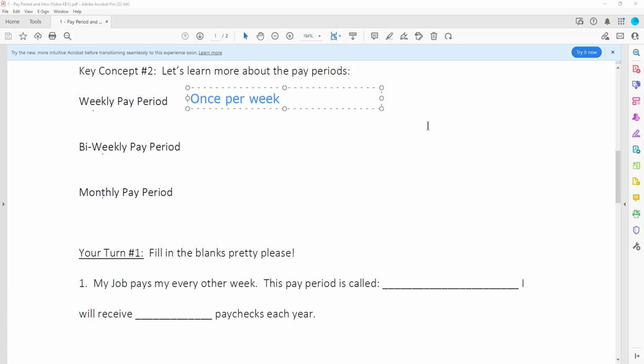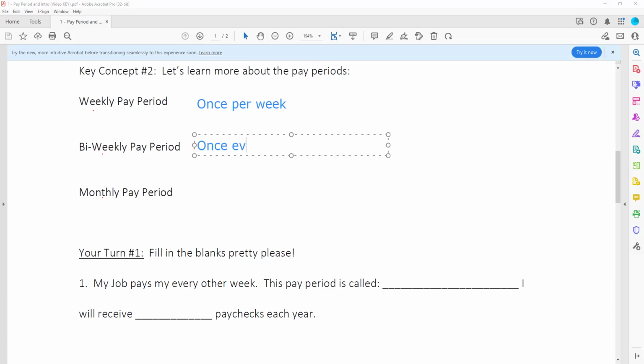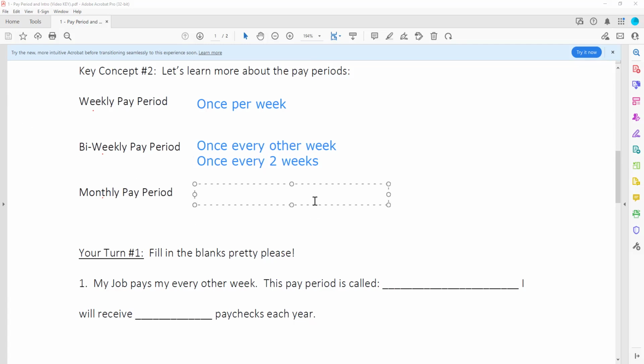Typically that's at the end of the week. So in a weekly pay period, you get paid once per week. Remember, you only get paid for the hours you actually work, so if you didn't work that week, you should get nothing. Biweekly means you get paid once every other week, in other words once every 2 weeks. And for a monthly pay period, we're going to pay once per month. Typically you'll see it come out on the first, 15th, or maybe the 30th day of the month.